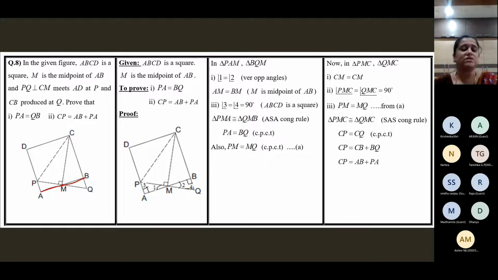So Krishmika, tell us, if M is the midpoint of AB, what can you further say? What is your conclusion? AM is equal to BM, ma'am. Very good. AM is equal to BM. Now, Krishmika, one more question. If M is the midpoint of AB, can we say that PM is equal to QM?